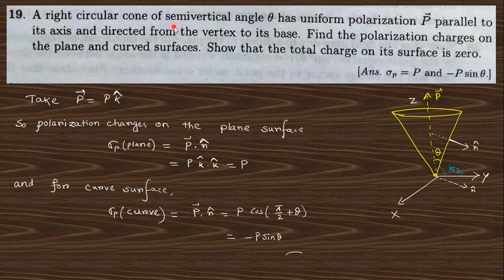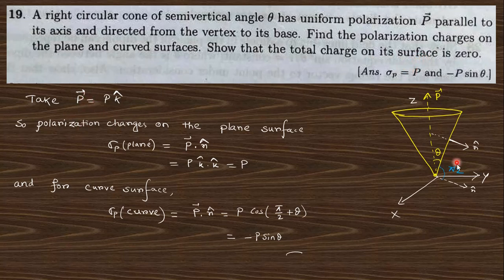A right circular cone of semi-vertical angle theta has uniform polarization P parallel to its axis, directed from vertex to base. This is the vertex and this is the base. Find the polarization charge on the plane and curved surface, so that the total charge on this surface is 0.